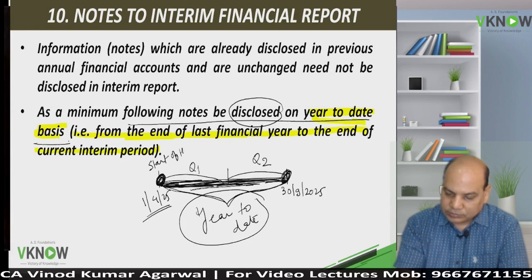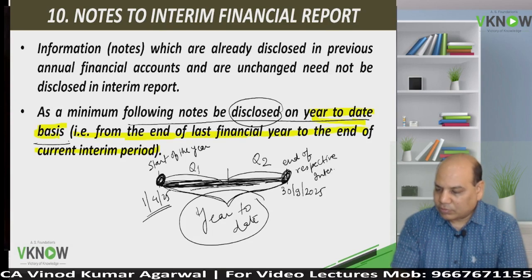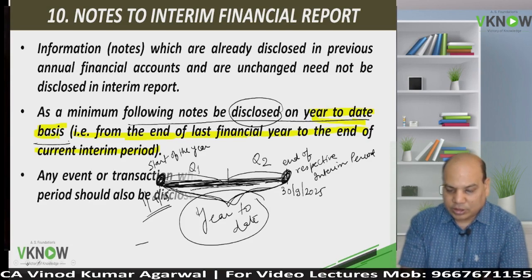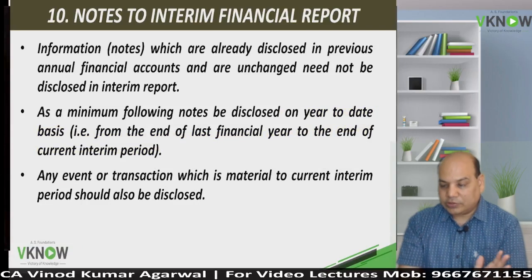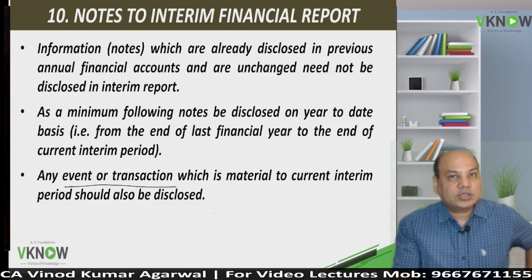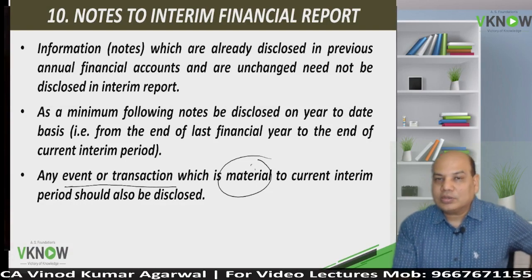Start of the year, this is the end of respective interim period. The information for this period is called year to date information, from the beginning till the end of the current interim period. Okay. Now another disclosure is, if any event or transactions are important, material, then that needs to be disclosed.